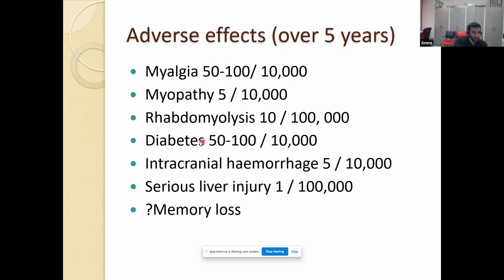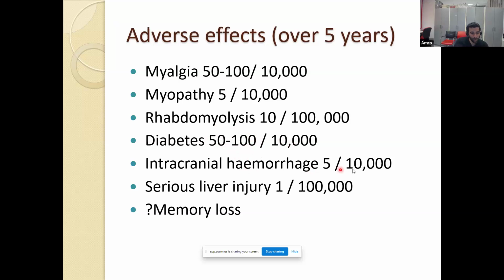What you need to be aware of is that there is an association between incident diabetes and statins. So 50 to 100 patients per 10,000 will develop new onset diabetes when you give them a statin. And it's important that you tell patients that, because statins are diabetogenic. However, those that are likely to develop diabetes already have a high risk of developing diabetes. So they're normally pre-diabetic, they're normally overweight. They have metabolic syndrome, which puts them at higher risk.